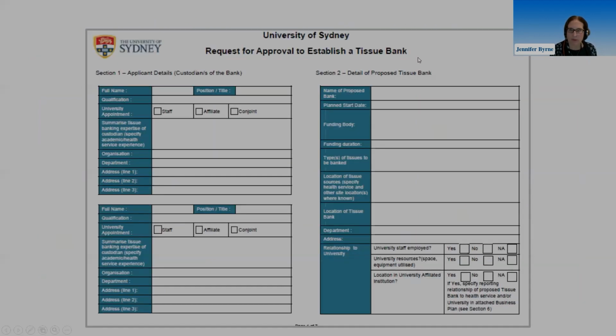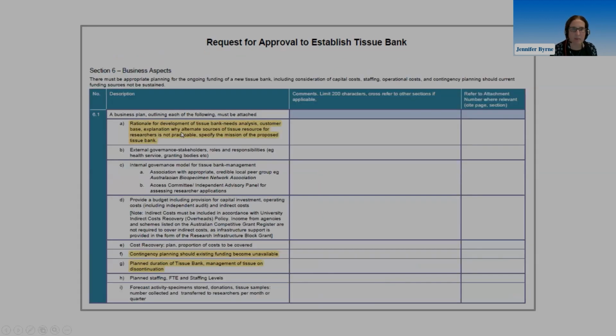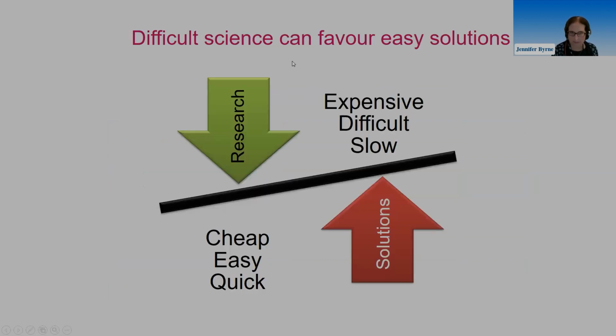The request for approval to establish a tissue biobank document was established in 2012, I think. So people were requested to provide quite a lot of information to the University of Sydney if they were to establish a biobank within that organisation. But very importantly, that request for approval includes a request for a rationale for the development of the bank in terms of the needs analysis, the customer base, and why alternative sources of tissue resources are not practicable. And very importantly, there's a requirement to specify contingency planning should existing funding become unavailable, and to talk about the duration of the tissue bank and what will happen with the tissue when the biobank discontinues.